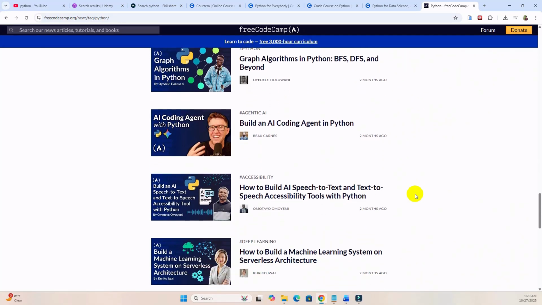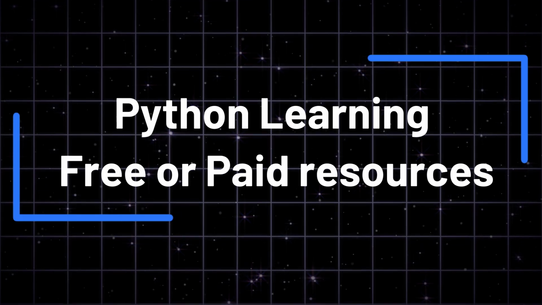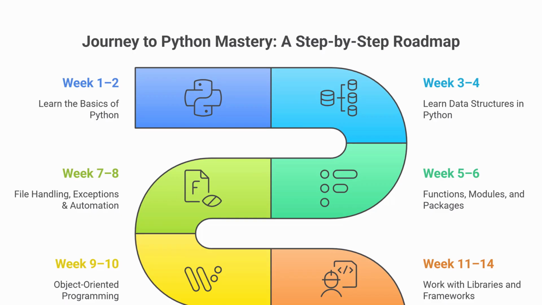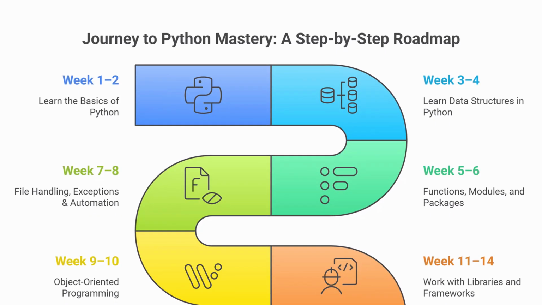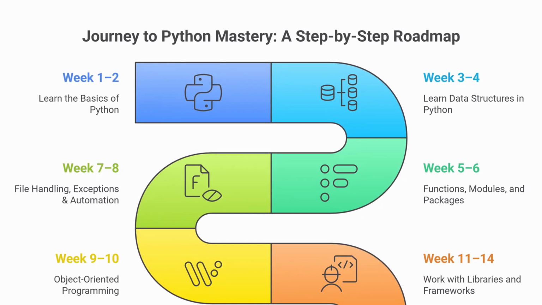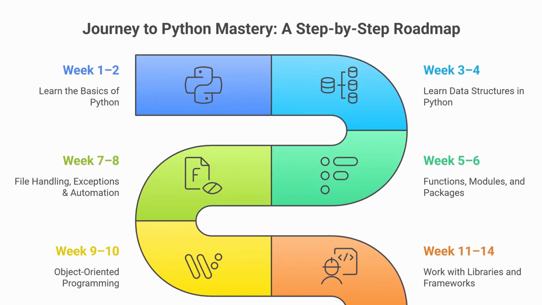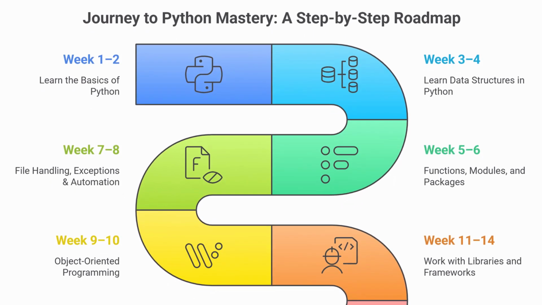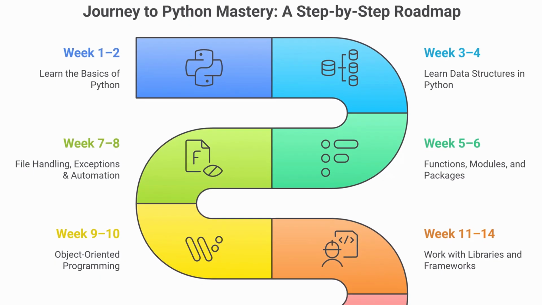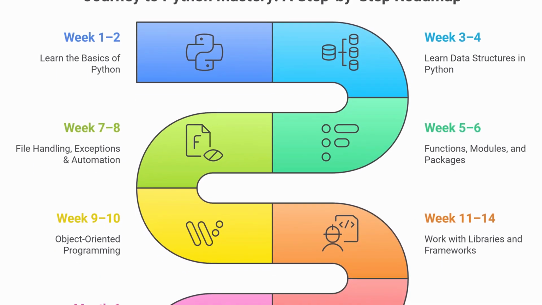Let's walk through the complete roadmap to master Python, step by step. In weeks 1 to 2, start with the basics. Learn Python syntax, variables, data types, loops, and conditionals. In weeks 3 to 4, move on to data structures like lists, tuples, sets, and dictionaries, the backbone of Python programming. During weeks 5 to 6, focus on writing clean, reusable code using functions, modules, and packages.